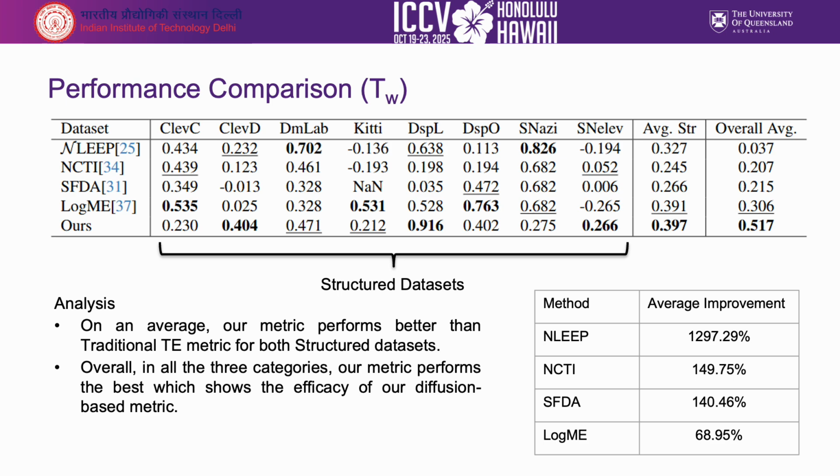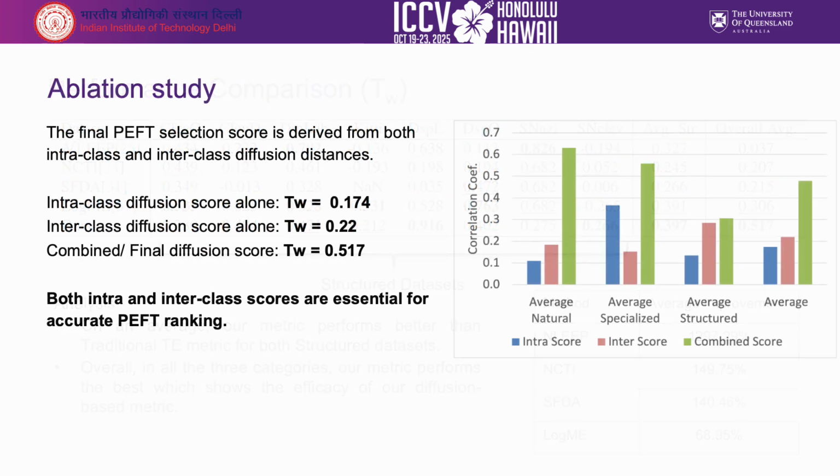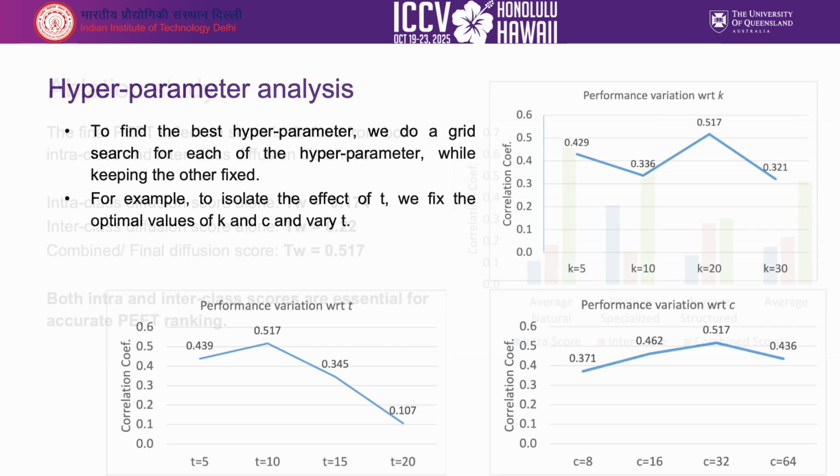As you can see from the table, we have a higher improvement over the baselines. Our evaluation confirms that both the intra- and inter-class scores are important. And as you can see from the hyperparameter analysis, the diffusion step at t equals 10 yields the highest correlation.